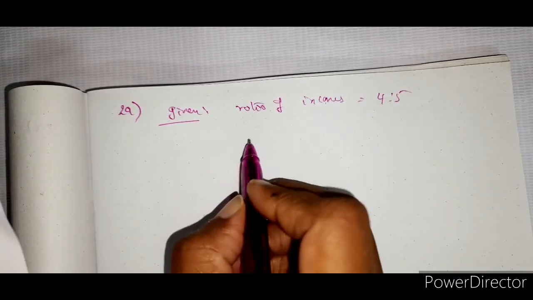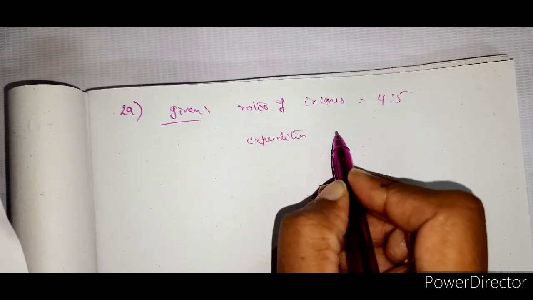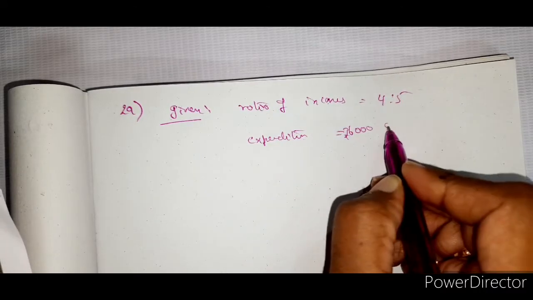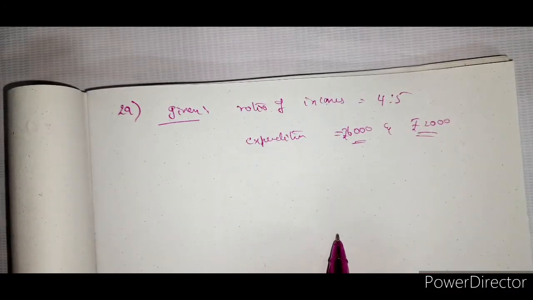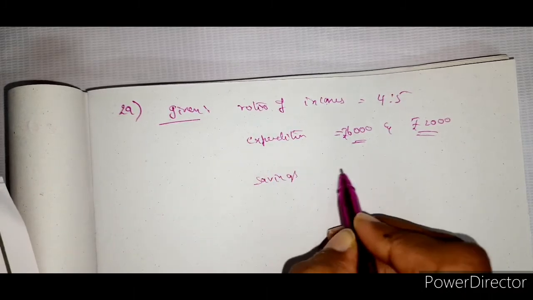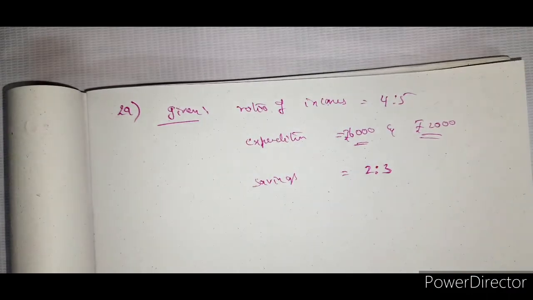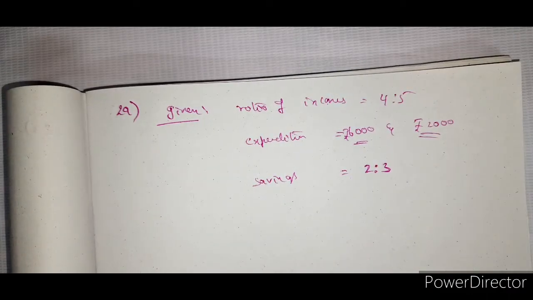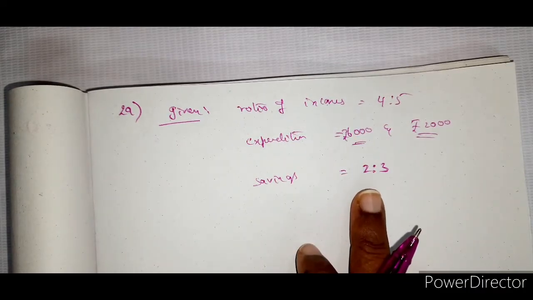Then they spend, like how much they spend. Expenditure of each is 6,000 and rupees 2,000. They spend this much per month and save the rest. The savings ratio is 2:3. So these are given. Now try to understand the thing. We don't know what their salaries are. But whatever the incomes, from the incomes only you will be having the expenditure and savings also.